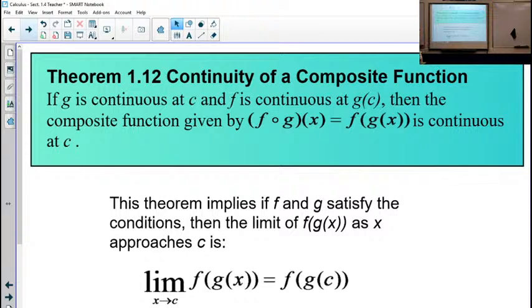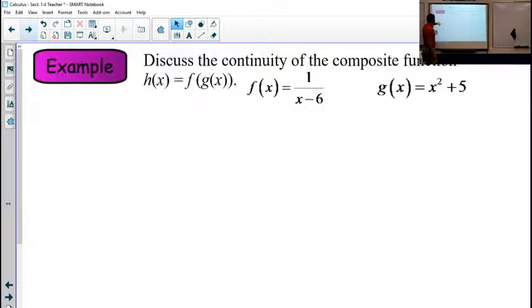If a function is continuous, then we can have the composition of the function also be continuous. So let's take a look at what that looks like. If f and g satisfy the conditions, then the limit as x approaches c of a composition is the composition at that value. So let's take a look at that in action. We're going to talk about the continuity of f of g of x here.